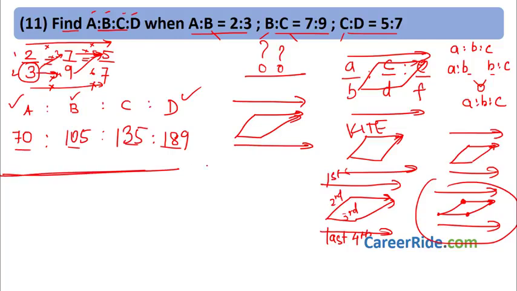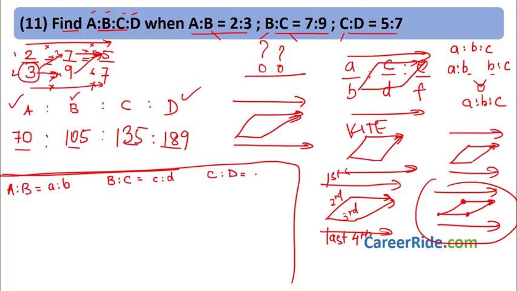Now let us see what is the generalized formula. If A is to B is small a is to small b, if B is to C is small c is to small d, and if C is to D is small e is to small f, then the value of A is to B is to C is to D is given by a very easy thing. What we will have? A, C and E. This is the first value. Last value is B, D, F, right?